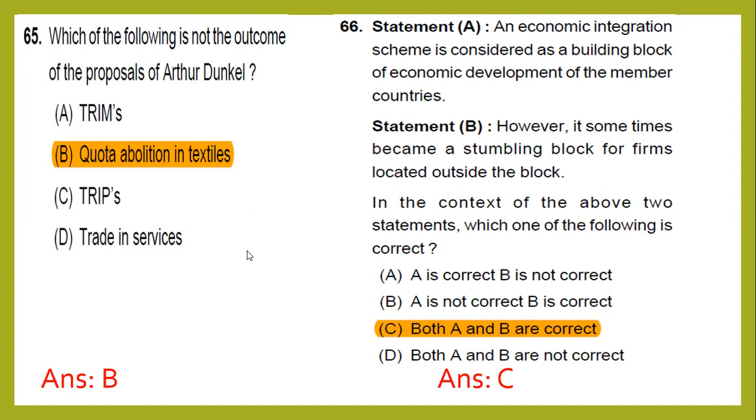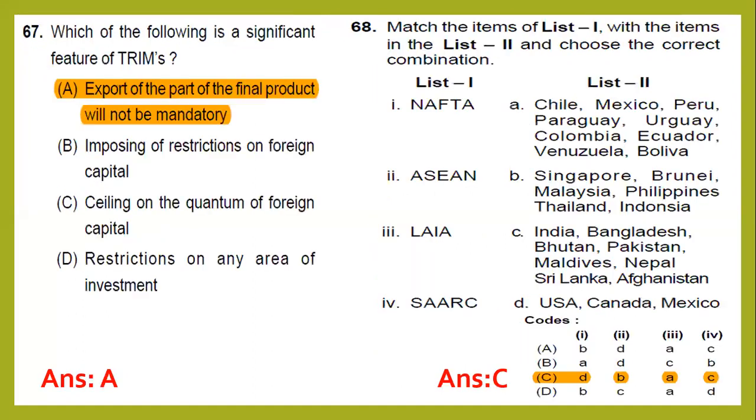So 66th question, statements A and B, related one. Statement A: an economic integration scheme is considered as a building block of economic development of the member countries. Statement B: however, it sometimes becomes a stumbling block for the firms to locate outside the block. So correct option is both A and B are correct. So for 66th question, option is C. Now 67th one, answer is A. What is that question? Which of the following is a significant feature of TRIMS? So the answer is export of the part of the financial product will not be mandatory.